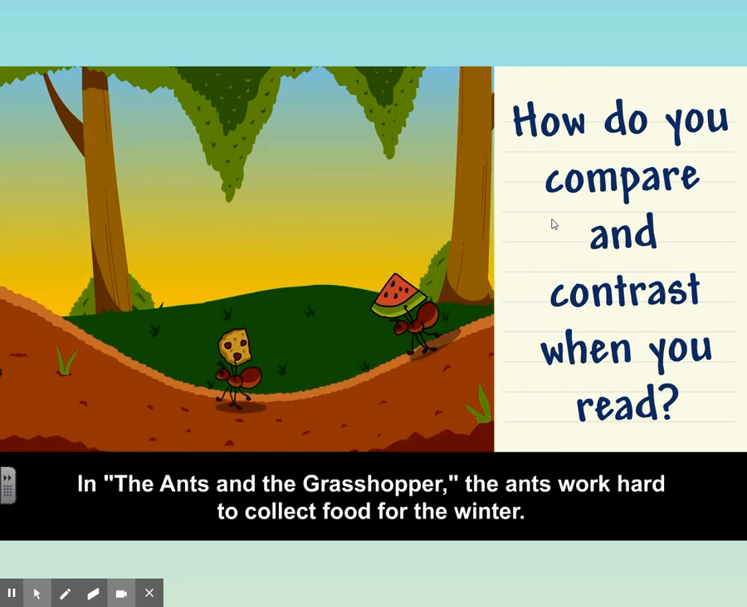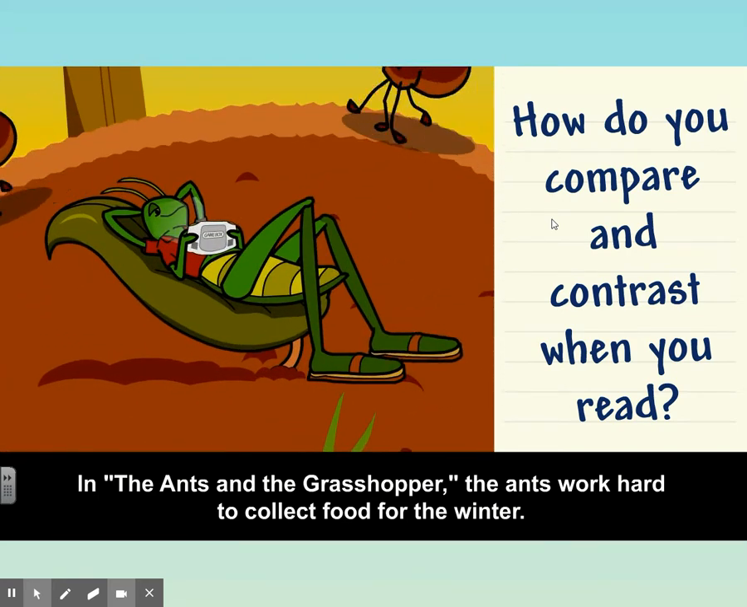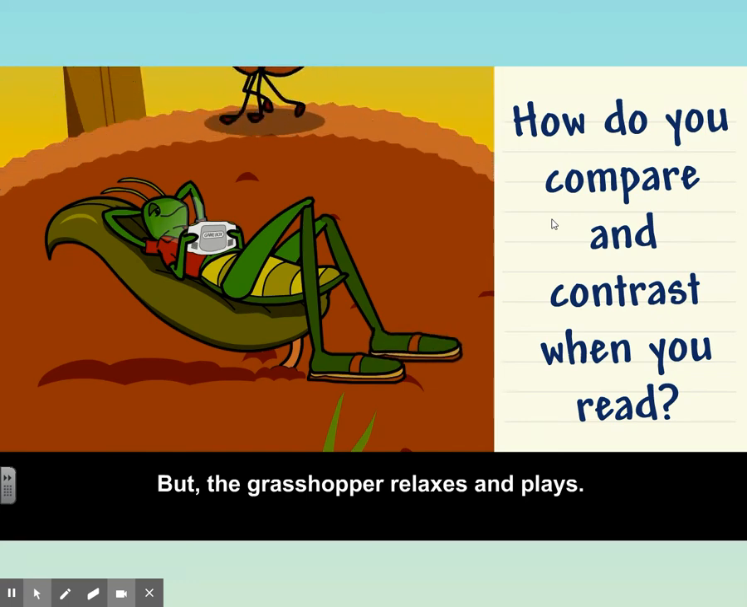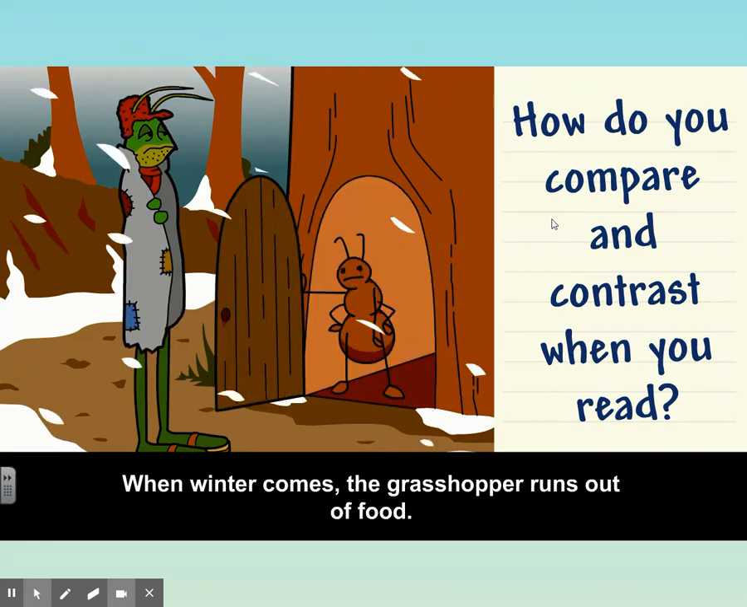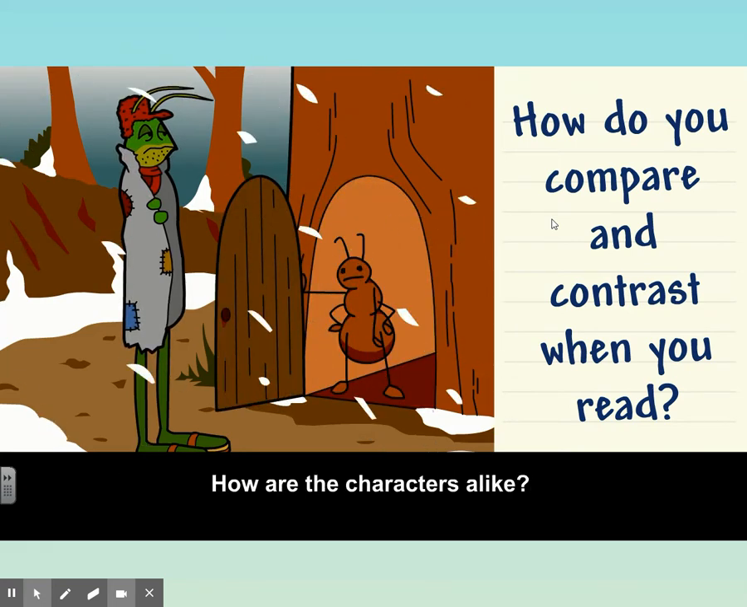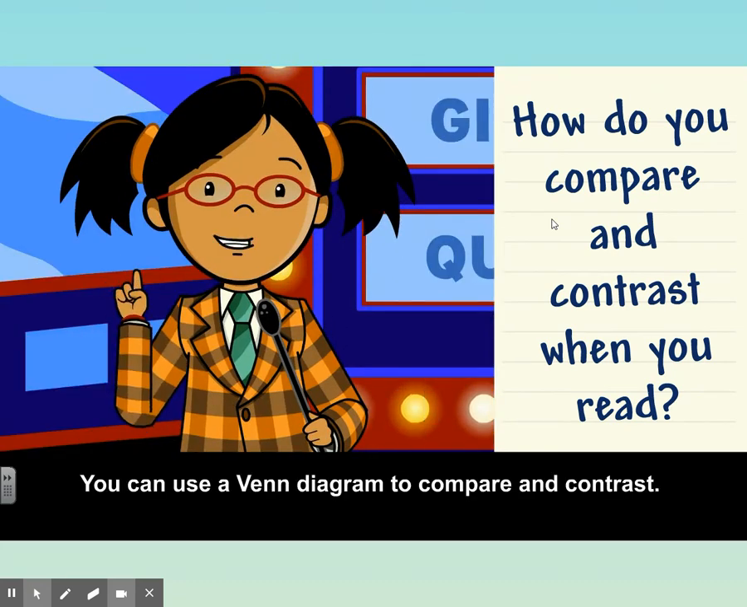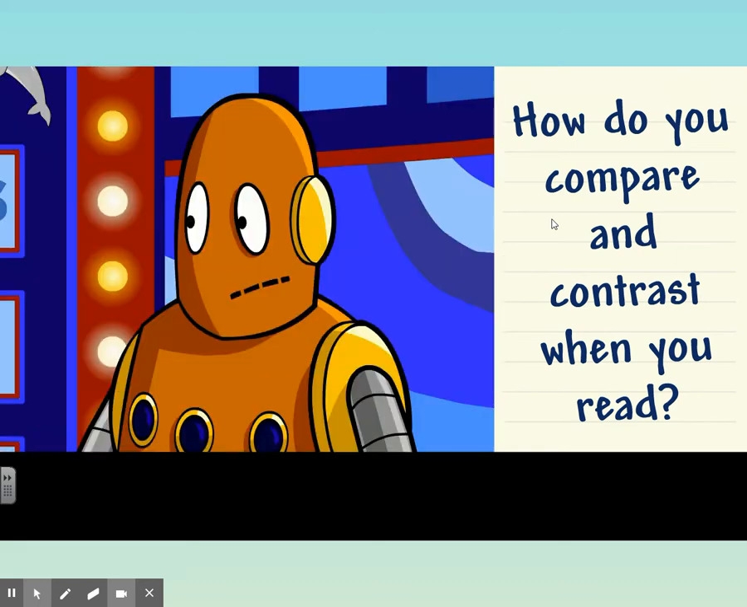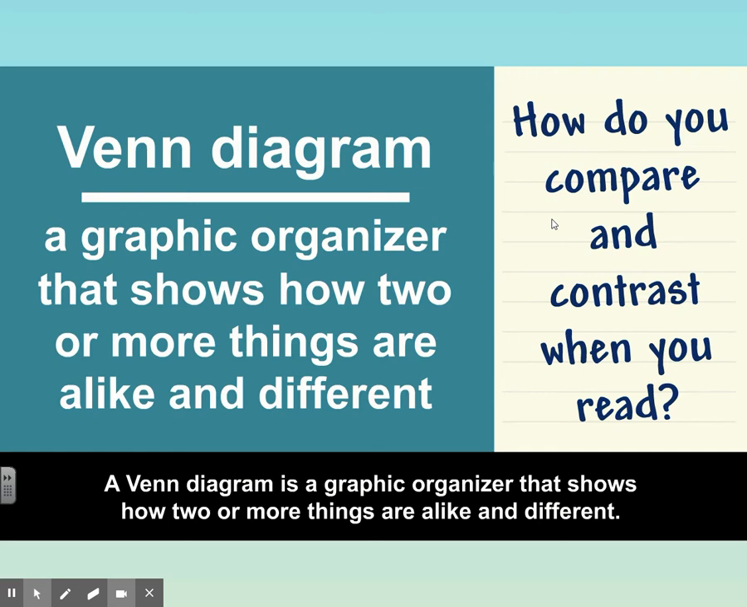In The Ant and the Grasshopper, the ants work hard to collect food for the winter, but the grasshopper relaxes and plays. When winter comes, the grasshopper runs out of food. How are the characters alike? How are they different? You can use a Venn diagram to compare and contrast. A Venn diagram is a graphic organizer that shows how two or more things are alike and different.